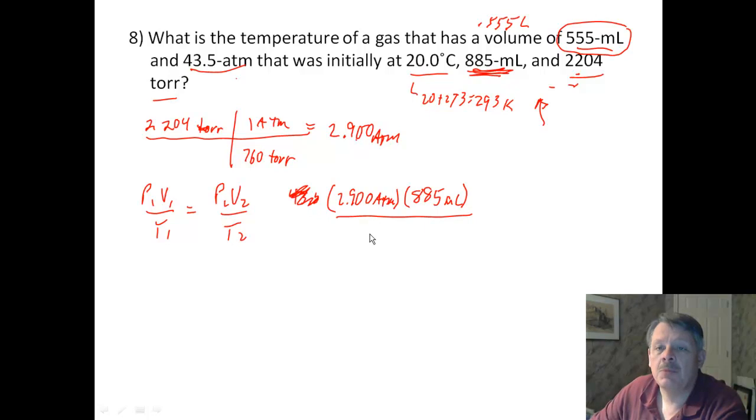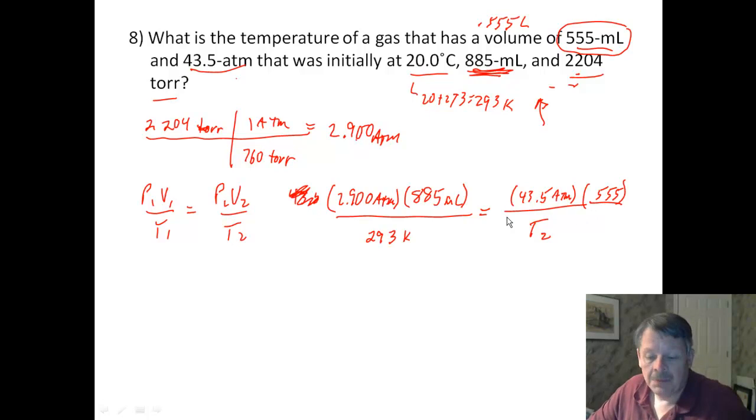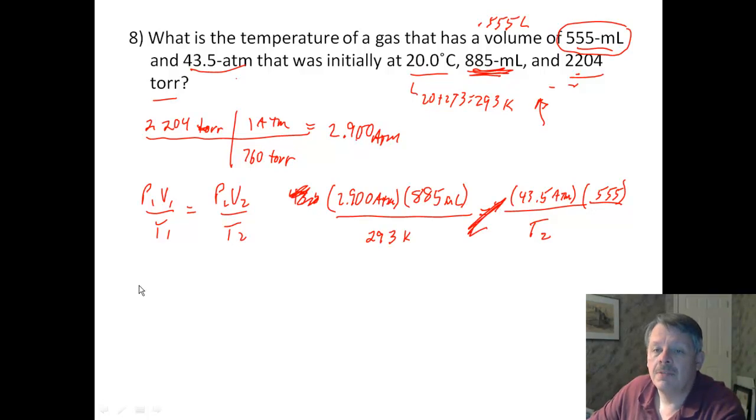And my temperature originally is 293 Kelvin. And I'm trying to figure out my new temperature, which is T2. And my new pressure is 43.5 atmospheres. Wow, that's a big number compared to 2.9. And our volume is 555 milliliters. All right, so what I need to do is multiply these and divide by what's left.